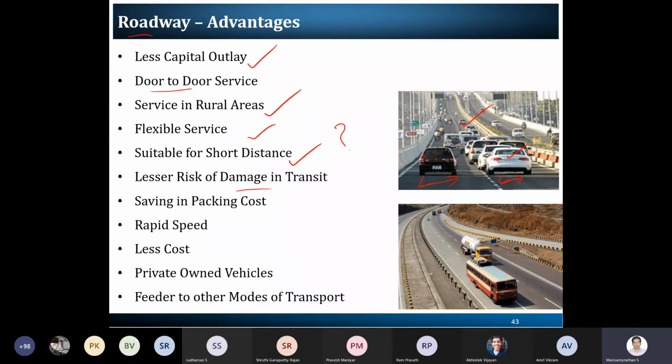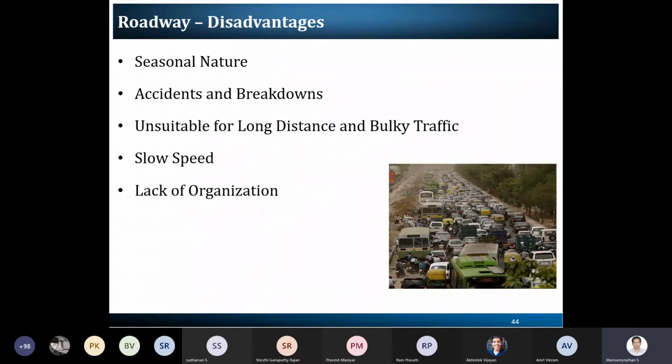Then it is a fast and speedy service. Then private vehicle ownership is possible, so you do not rely only on the public transportation system; you can rely on your own vehicle also. So these are some of the highlighted advantages. You may ask about the disadvantages. Yes, definitely the disadvantages are there, which we have already discussed.